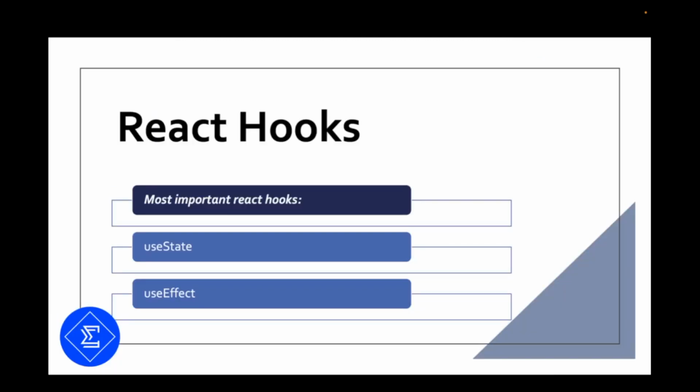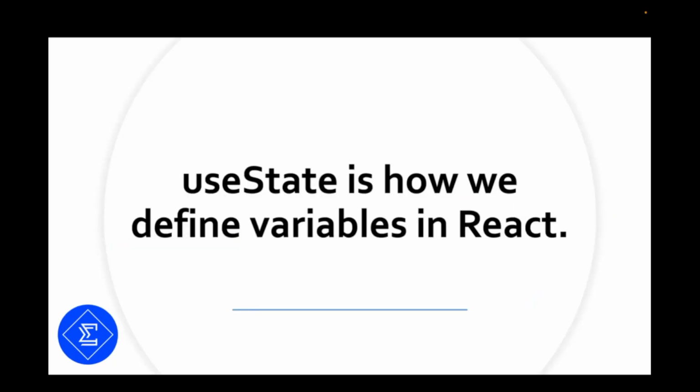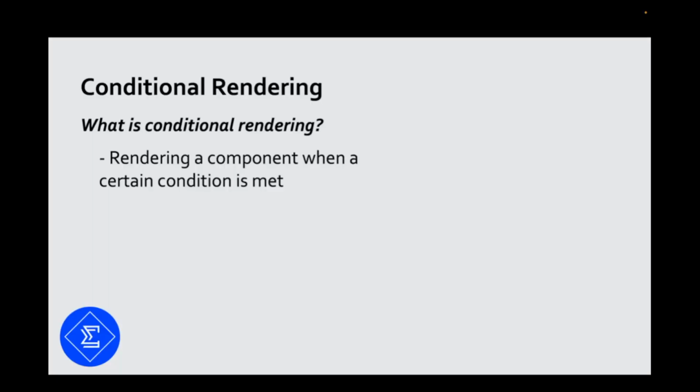There's a lot of React hooks, same as there's a lot of event handlers. But the two most important ones are useState and useEffect. So useState is how we define variables in React. And we're going to talk about that.